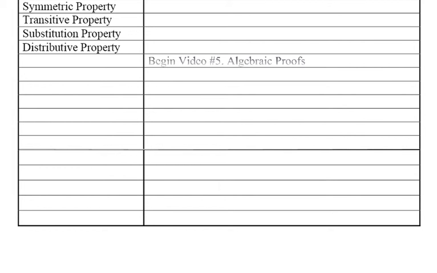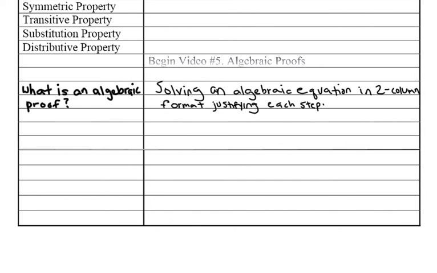What we're about to do is basically revisiting algebra. We're going to do that by studying algebraic proofs. So let's answer the question of what is an algebraic proof. Well, an algebraic proof is a proof that is made up of your algebraic statements or reasons. And basically it's a way of organizing our reasons as we solve an algebraic equation. So an algebraic proof is solving an algebraic equation in a two-column format, justifying each step.